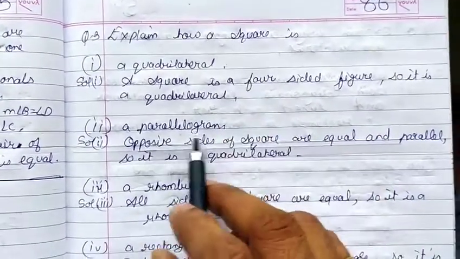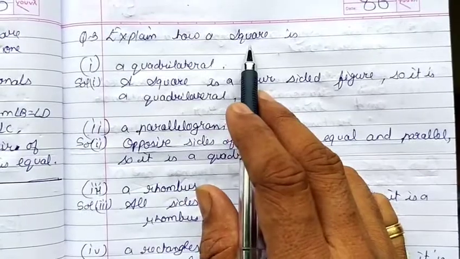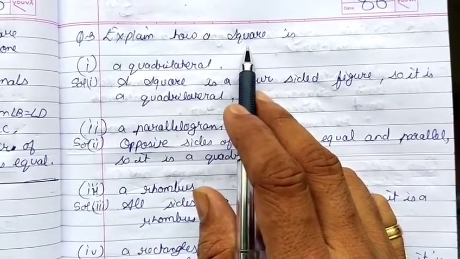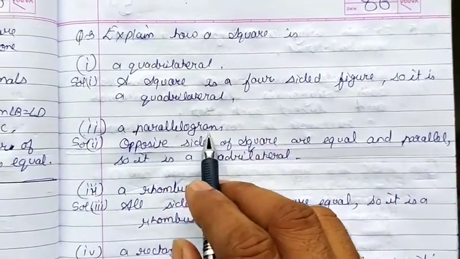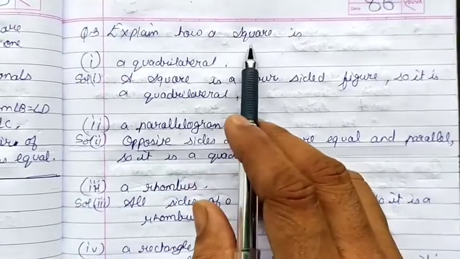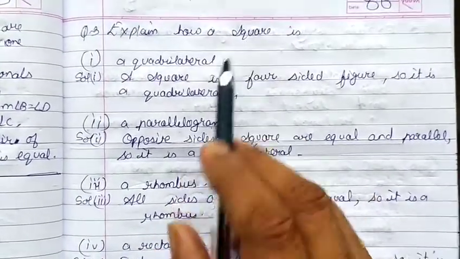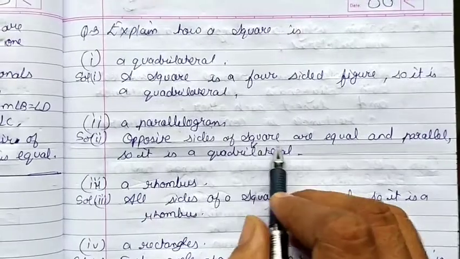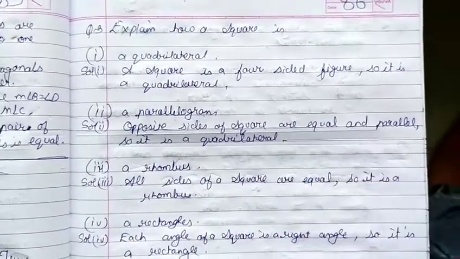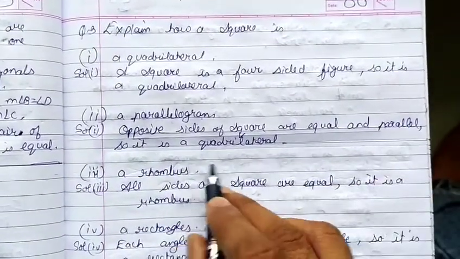Now how is a square a parallelogram? Because all the properties of a square, that is, opposite sides are equal and opposite angles are equal, are in the parallelogram. But a parallelogram cannot be a square. A square can be a parallelogram. Opposite sides of a square are equal and parallel, and so it is a quadrilateral.